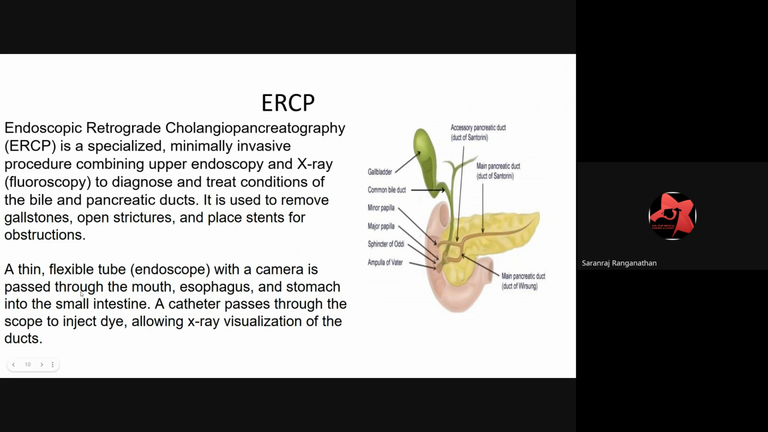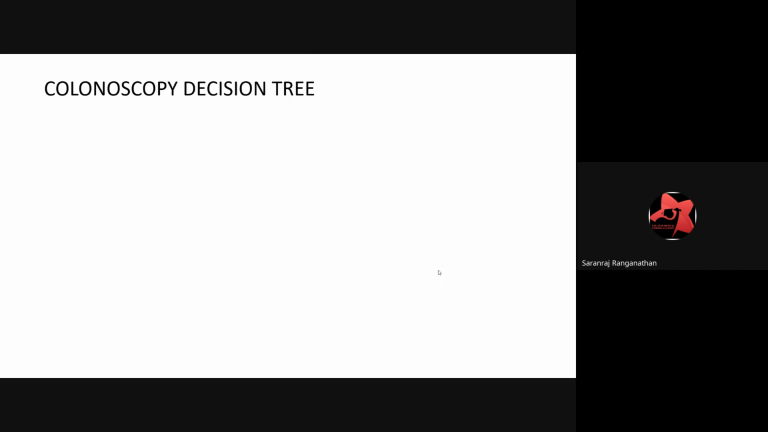So it is a thin, flexible tube with a camera. They will take the image of the mouth, esophagus, stomach into the small intestine. A catheter passes through the scope and the dye is injected, allowing X-ray visualization of the duct. Okay, so by using this scope, they are taking these images.